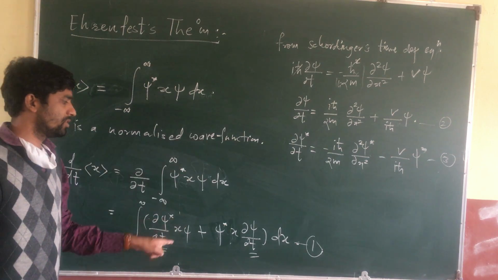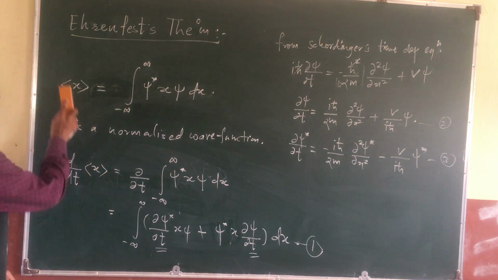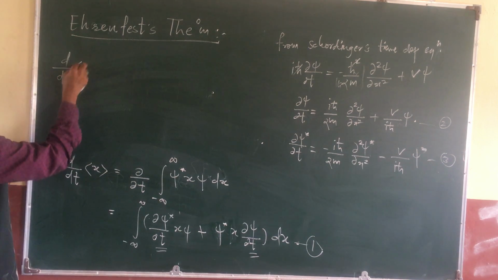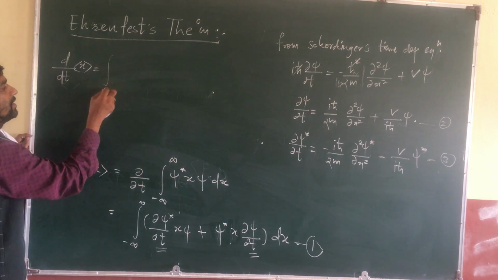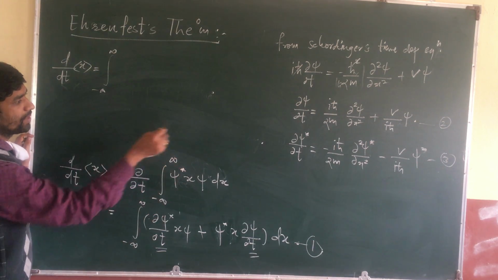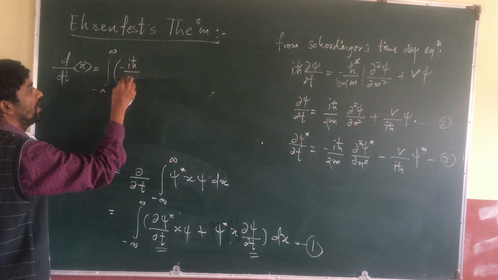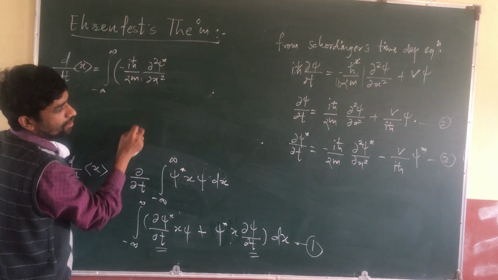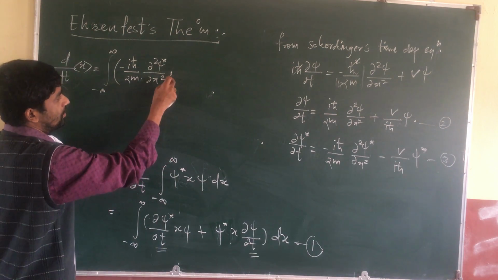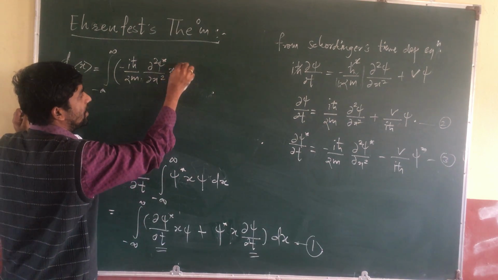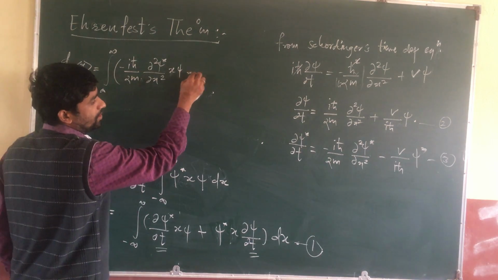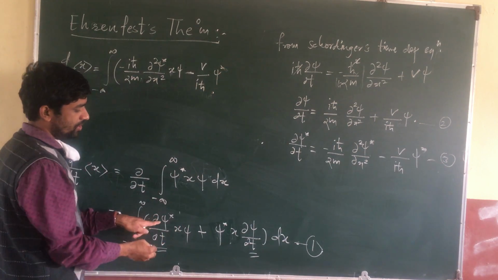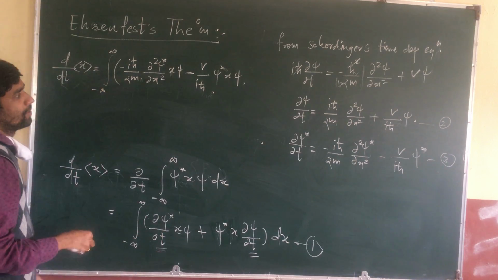If you substitute these values in this equation, what will we get? We will get an equation like this: d/dt of the expectation value equals the integration from minus infinity to plus infinity. Substitute this value here. This will be minus iħ divided by 2m d²ψ*/dx² into x ψ, and the second term will be minus V divided by iħ ψ*, this is the value of this, into x into ψ. This is the first term.